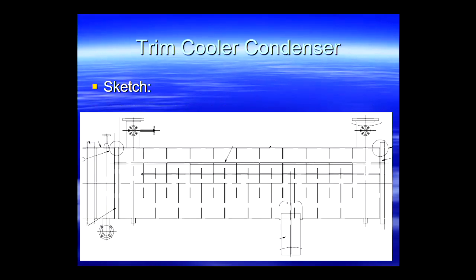All right, here's a trim cooler condenser that we had on one of our sites, and this thing lasted almost no time at all. It was only in for a few months and fell apart. It was made of 304, and the purpose of this vessel was to condense nitric acid. And nitric acid is quite an aggressive material, very aggressive, highly oxidizing.